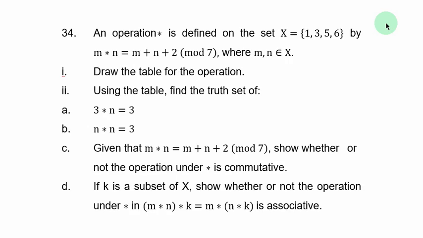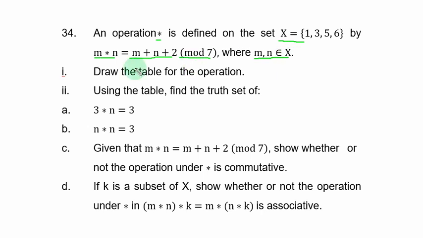We have examples. Number 34. An operation asterisk is defined on the set S with elements 1, 3, 5, 6 by M asterisk N equal to M plus N plus 2 modulo 7, where M, N are members of the set S.